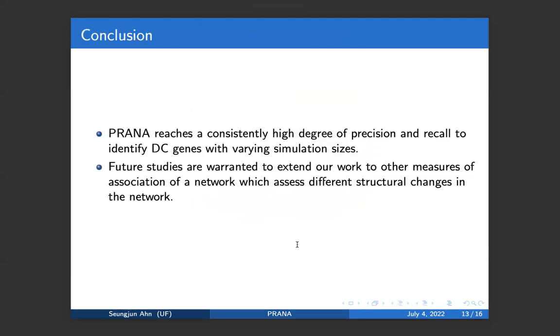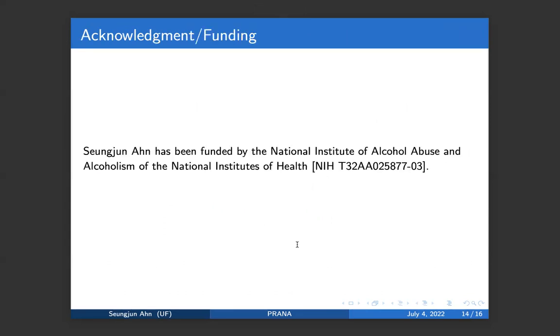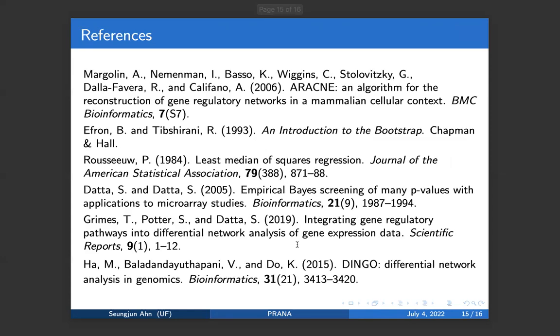So, conclusion: PRANA reaches a consistently high degree of precision and recall to identify DC genes with varying simulation sizes. Future studies are warranted to extend our work to other measures of association of a network, which assess different structural changes in the network. So here's a slide for the acknowledgement for my funding and the references.